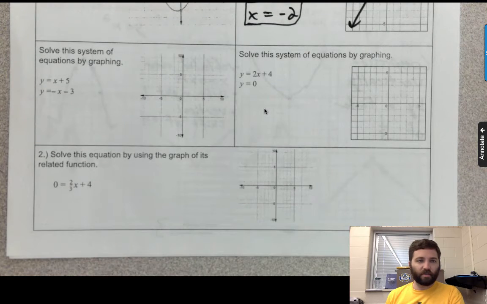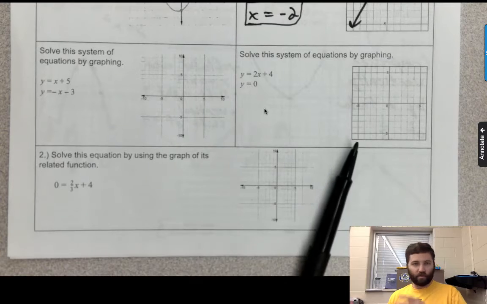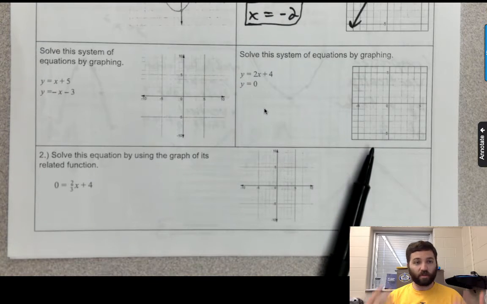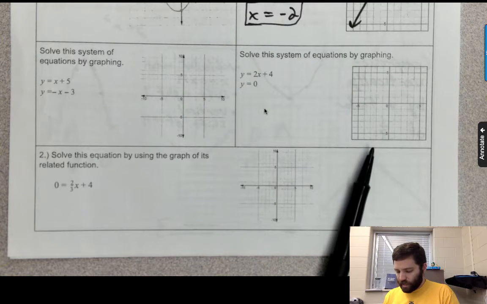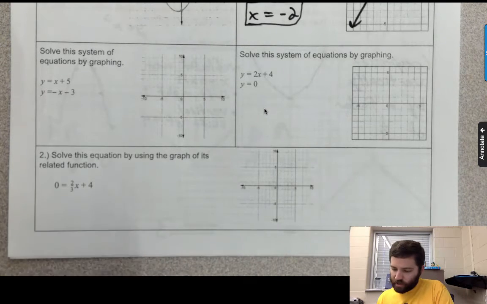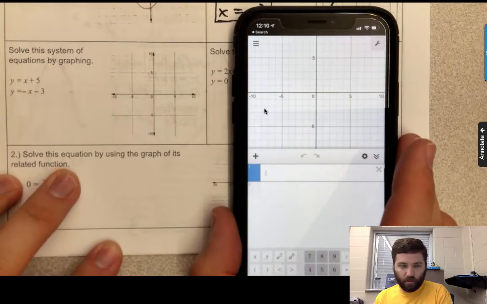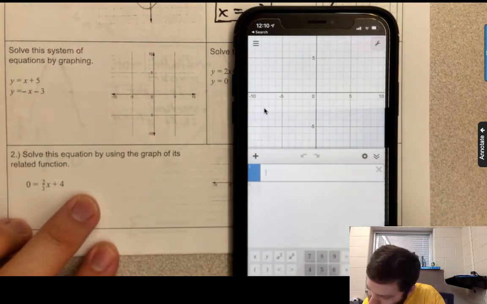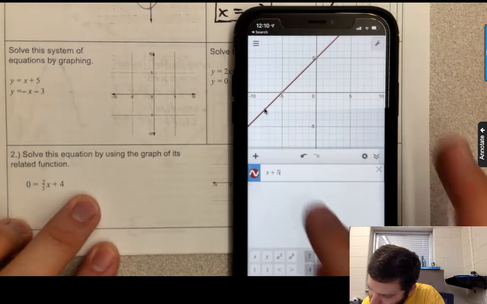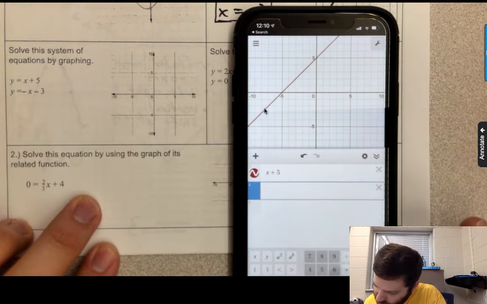All right, let's solve this system of equations by graphing. I know it feels like we're going way back to chapter 1 here, but we're going to solve this by graphing. Let's see what it looks like. We've got y equals x plus 5, so we'll put that in. Then we have negative x minus 3.